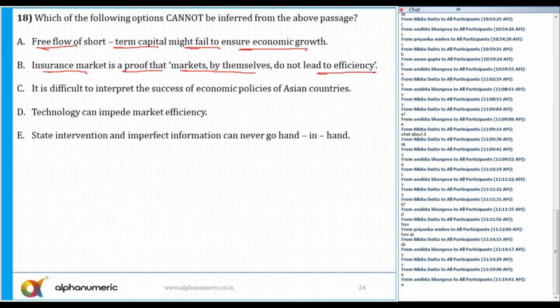This can be inferred. It is difficult to interpret the success of economic policies of Asian countries. Yes, because they are diverse. This is inferred. Technology can impede market efficiency. Yes, this was mentioned in the first paragraph. We cannot infer that state intervention and imperfect information can never go hand in hand. They may or they may not. We cannot make any inference about this. Okay.